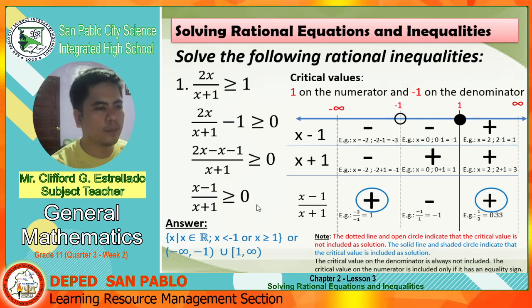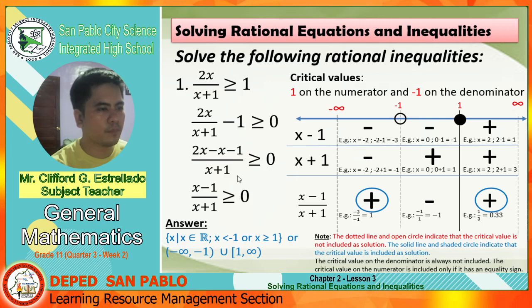And on our denominator, x should not be equal to negative 1, since if x is negative 1, we have negative 1 plus 1 is equal to 0. So it will make this inequality meaningless or undefined. That's why negative 1 cannot be the value of x. Okay? Now, how about positive 1?